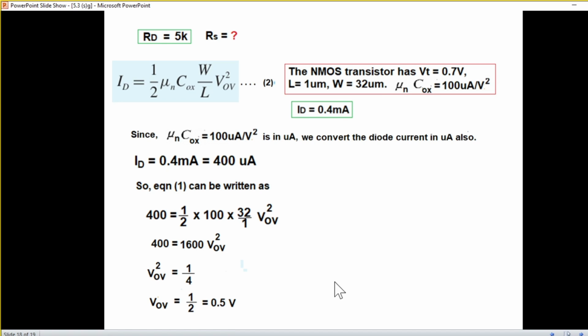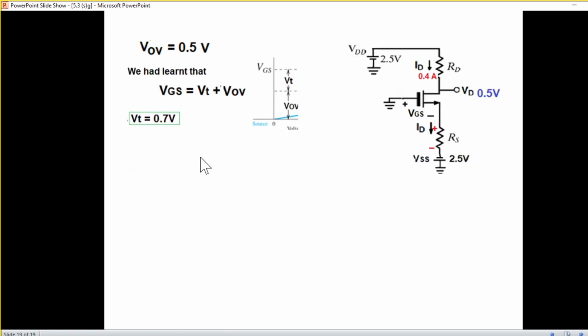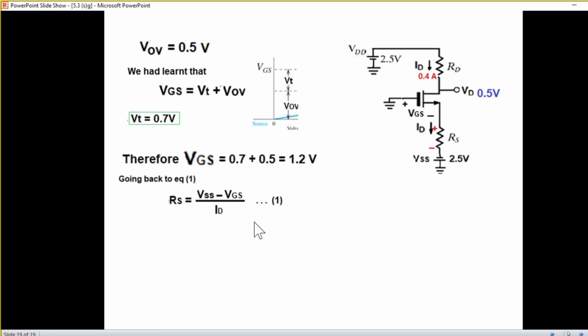Now that we know VOV, we can find VGS. VGS, this formula, we have already known, VT is given 0.7. VOV is 0.5. So VGS is 1.2. And now going back to the formula for RS, this was the formula for RS. Here we'll now plug in all the values. This is given already, this is given, this one we calculated 1.2. So RS will be 3.25 kilo ohm.